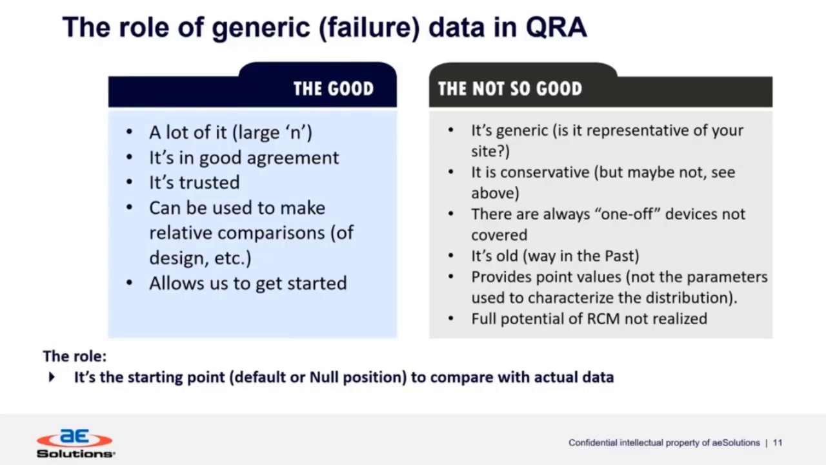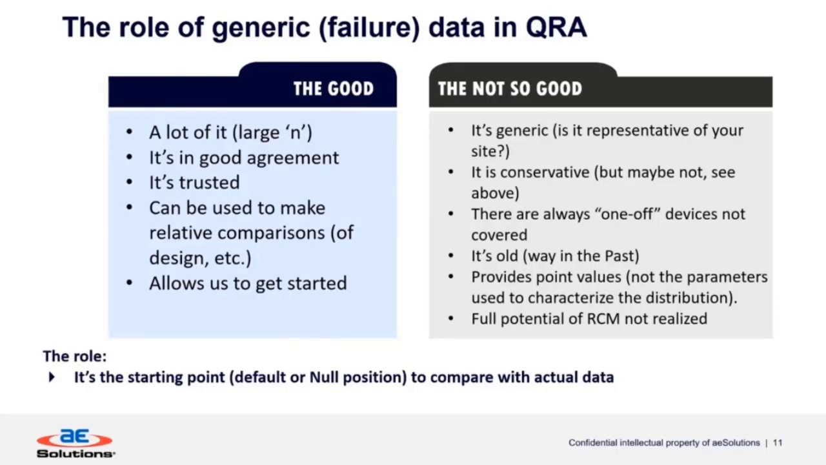And so it goes back to that concept of just being able to make relative comparisons. You're not getting that more absolute aspect of it, and making decisions regarding risk and your maintenance program and optimizing it. Okay, but the good part is it is the starting point. So we would say it's a default or null position to compare with actual data. We know there's a lot of effort put into generic data from wherever it comes from, and we trust it, and we should trust it, but it's a starting point, our null or default position, with a lot of inertia.